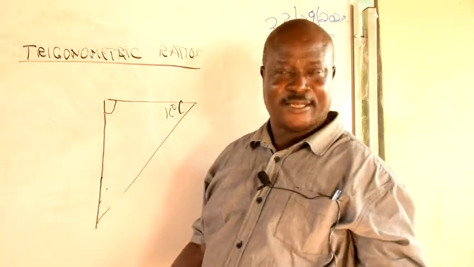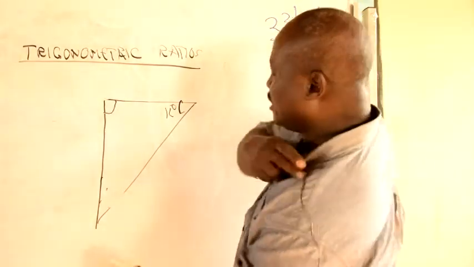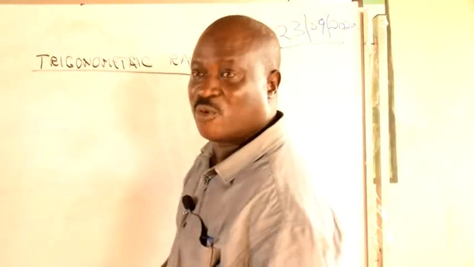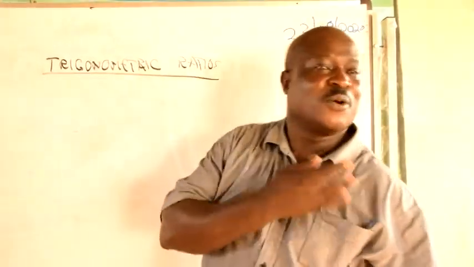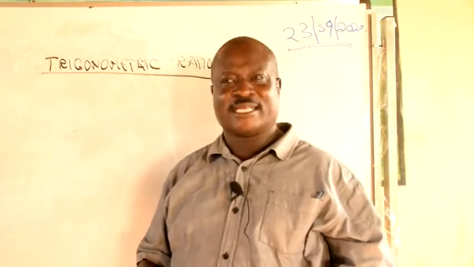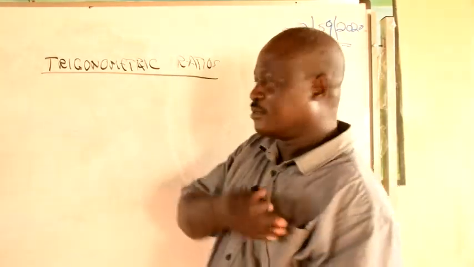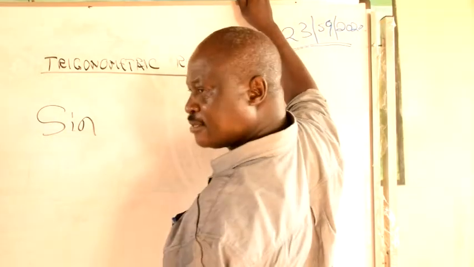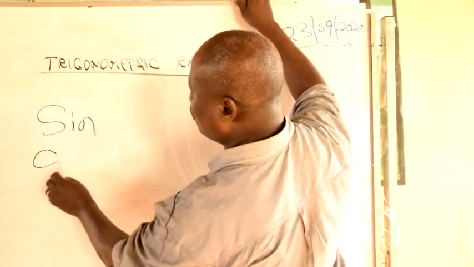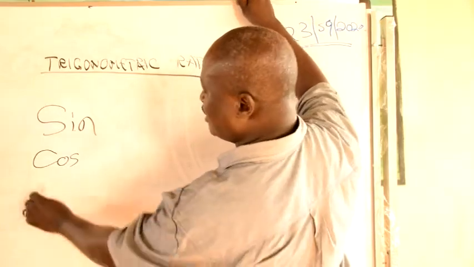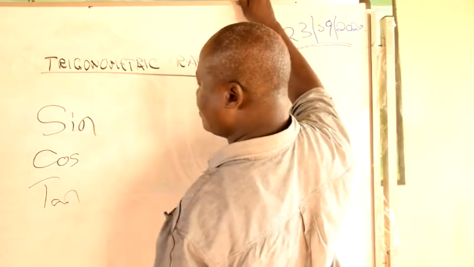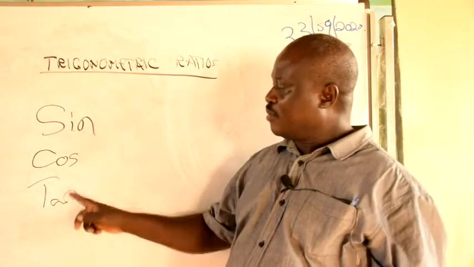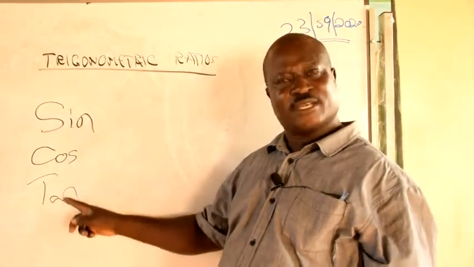Is that okay? Yes. Back to the trigonometric ratios. We have three of them that we want to learn today. There are several of them that will be learned at advanced level. Today, I want us to learn one of them, which is called sine. Another one is called cosine. And there's another one called tangent. Sine of an angle, cosine of an angle, and also tangent of an angle.